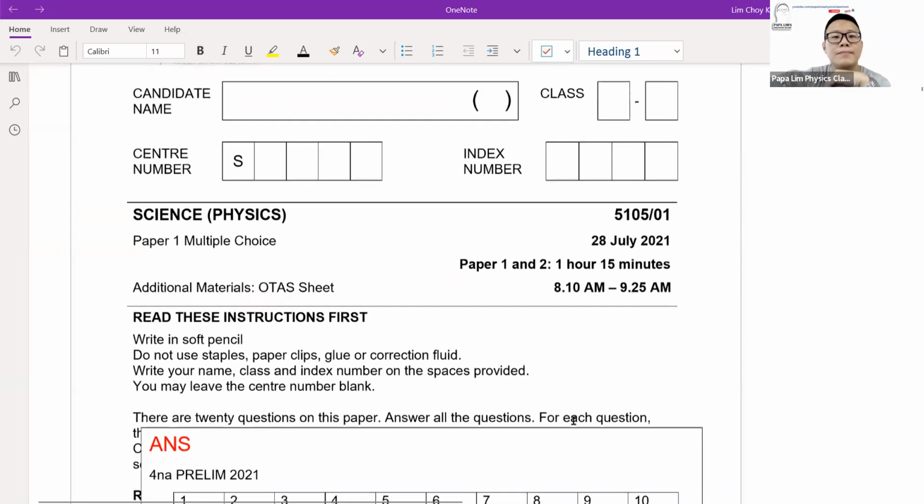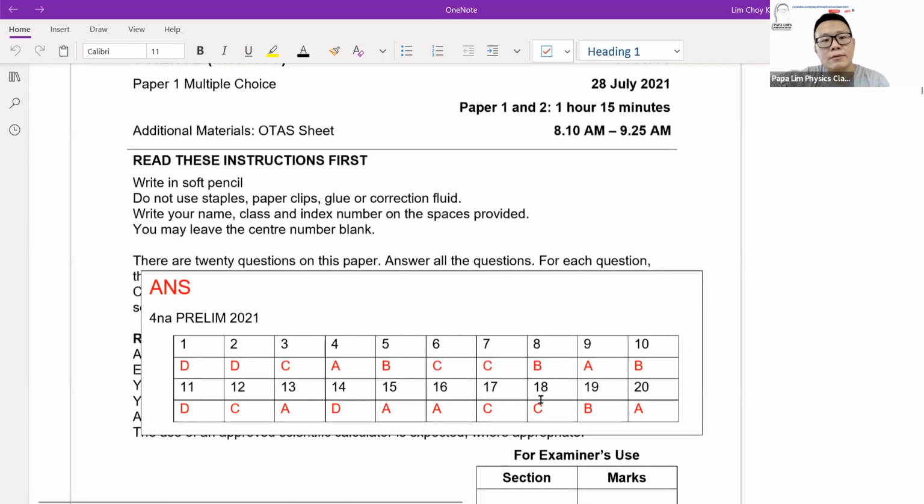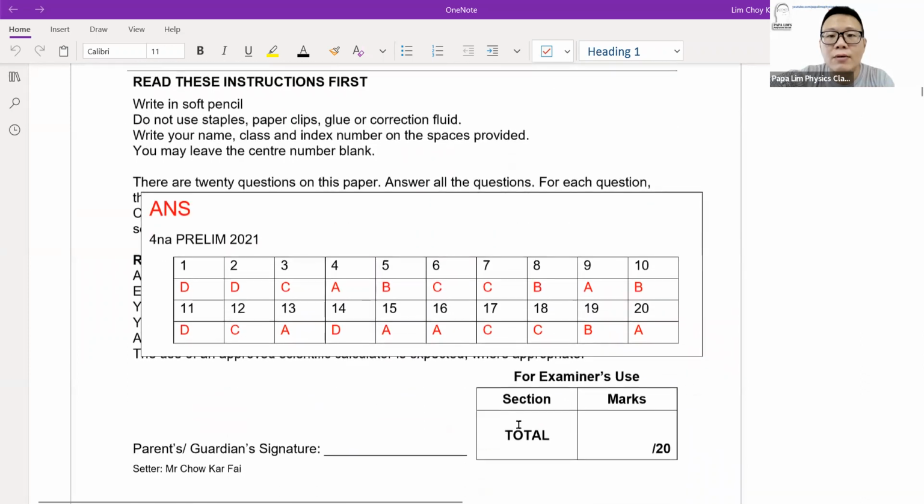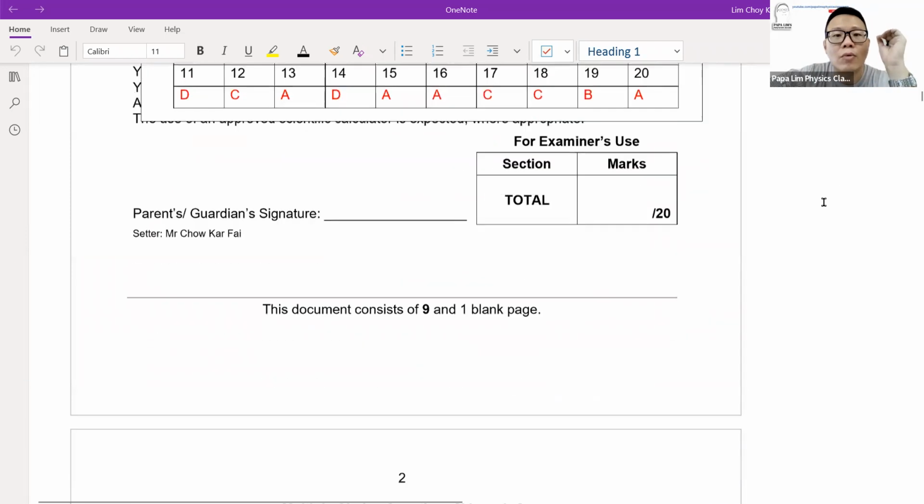Paper 1, if you've done it already, this is the answer for your MCQ paper. I will flash here for a while. Those who have already done it, you can pause the video and take a look at the answers and mark your answers. Take a look at what are the questions that you actually have problems with or make careless mistakes. Once you've got the answers, let's move on to the questions in detail.